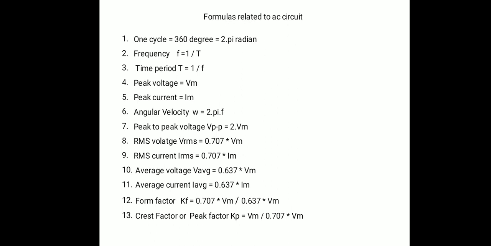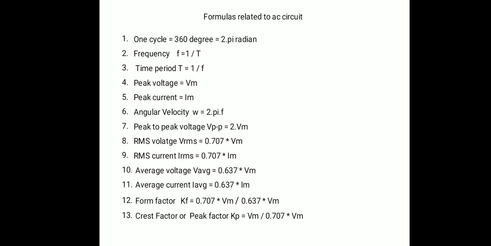Peak to peak voltage, the voltage measured between the maximum positive level and the maximum negative level, gives us the peak to peak voltage. Vpp is equal to twice Vm, and the peak to peak voltage is always twice the amplitude, twice Vm. RMS voltage, Vrms is equal to 0.707 Vm. RMS current, Irms is equal to 0.707 into Im. Average voltage, V average is equal to 0.637 into Vm.